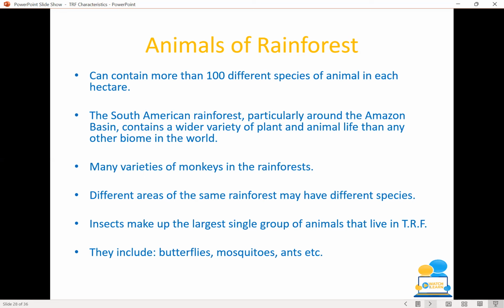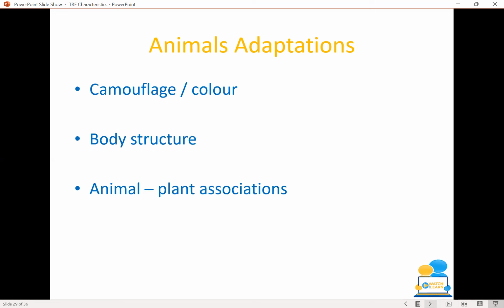We can find a huge amount of different types of insects. These would include all your different types of butterflies, as we've seen, mosquitoes, ants, plus many, many more different types of insect that are also contained within this area. And as a result, it's a huge feeding ground for a lot of different types of animals because of the fact that there's a huge amount of insects.